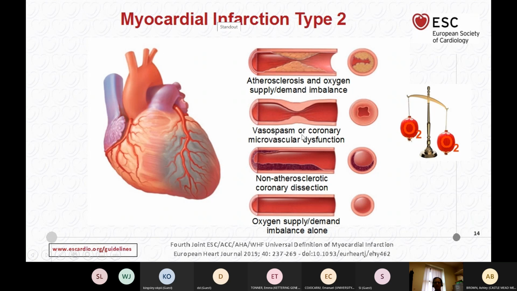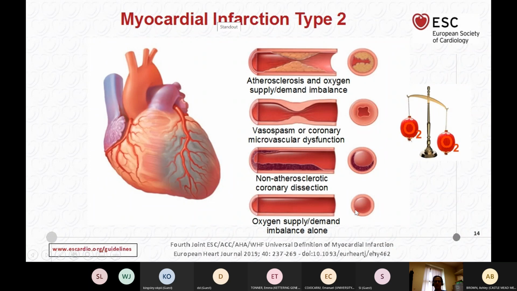Rarely we can have vasospasm sufficient to cause infarct, or you can have microvascular dysfunction. So in very thickened hypertensive hearts, you can imagine how difficult it can be to get blood all the way into the innermost parts of that thickened muscle, because the diastolic pressure is higher. And remember, coronary perfusion happens during diastole. Don't worry too much about coronary dissection. That's a very small print thing.